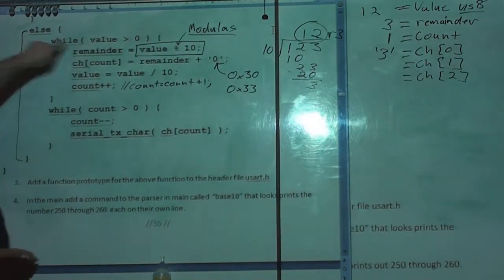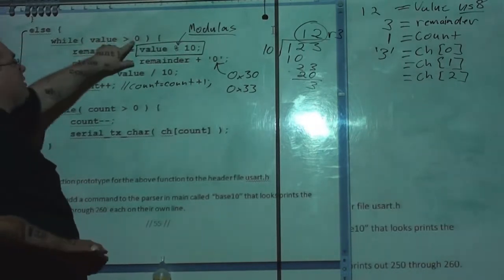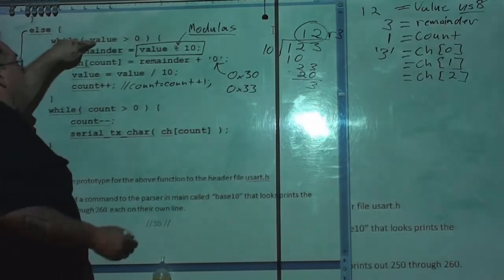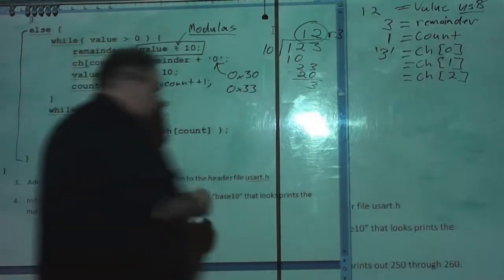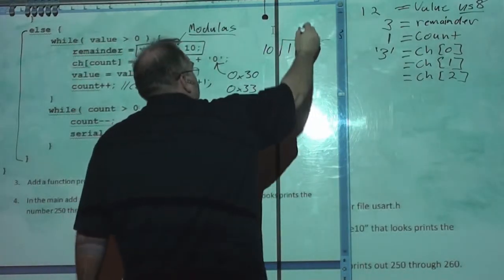So we go back up here, and while value is greater than 0, value is 12. 12 is greater than 0, so this statement is true. So we go into the loop, and we do division again. And now, instead of 123, we have 12. 12 divided by 10 is 1.